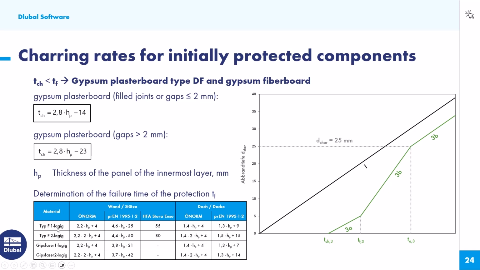Yeah. So in this case, for one layer, it's 2.2 times, for example, 12.5 millimeters plus 4 equals 31.5 minutes. So compared to 21, we will have an additional reduced charring rate for additional 31.5 minus 21 minutes.